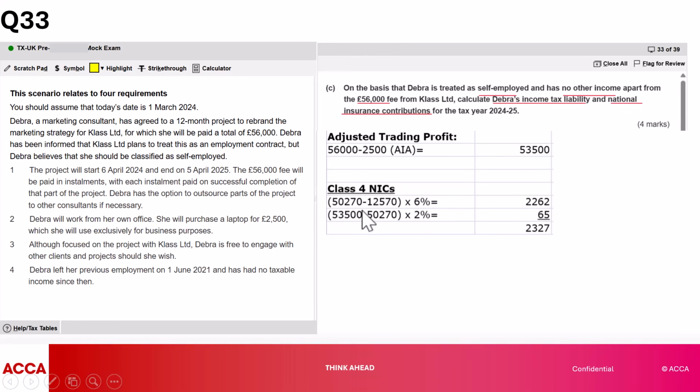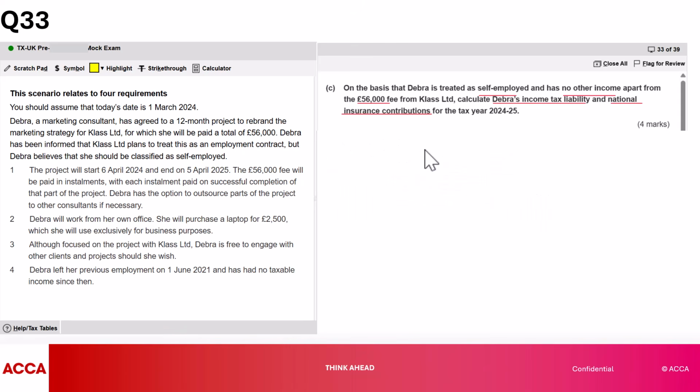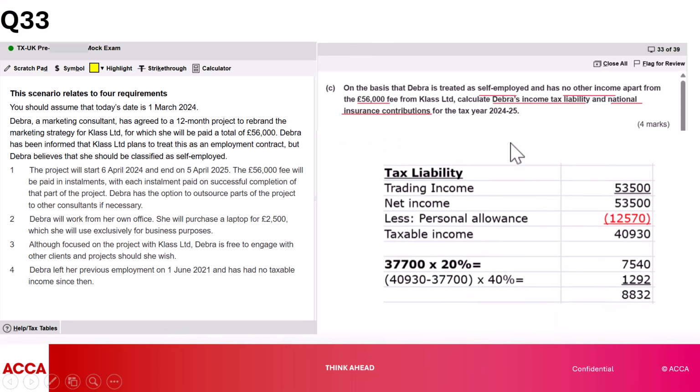Okay, where we have 5,270 minus 12,570 times 6%, and you can see the figure there, while the excess is multiplied at 2%. So this is what our class 4 NICs are going to be. You base it on the earnings, and that is after deducting capital allowances, or the profits after deducting capital allowances. Now, for the liability, though, we have the trading income now of 53,500.